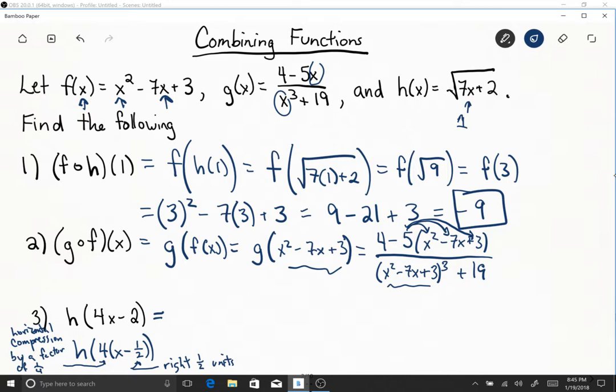So this h of 4x minus 2, back to this. What that means is we're going to take wherever we see an x in this h of x, take a guess as to where we'll place this. Well, we'll replace it with 4x minus 2. So this just becomes the square root of 7 times (4x minus 2), and then plus 2.